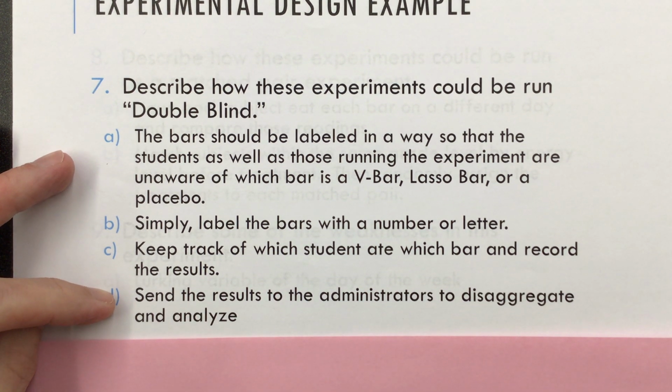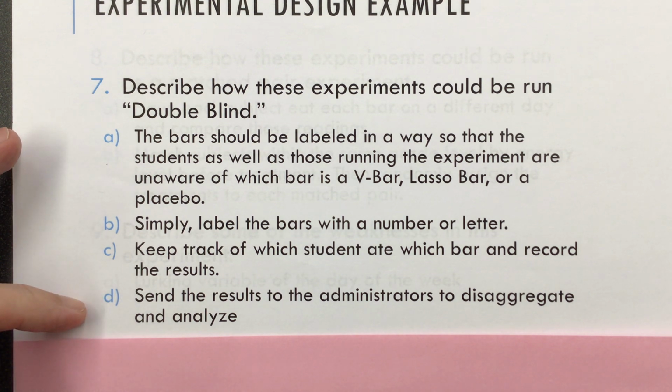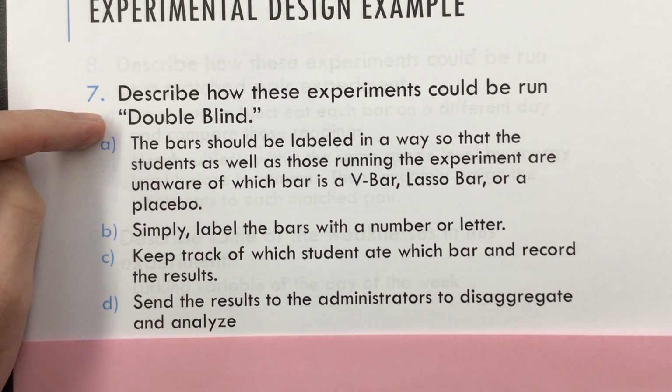And then you send the results off-site to somebody who's not having any direct contact with our subjects. And then they know, oh yeah, bar number 1 was placebo, bar number 2 was a V bar, bar number 3 was a Lasso bar, right? So that's kept off-site, away from everyone who's actually having any interaction with the subjects. Okay, so that's called a double blind. And the simple rule of thumb is a double blind is safer, right? It prevents any accidental or purposeful bias that could occur.